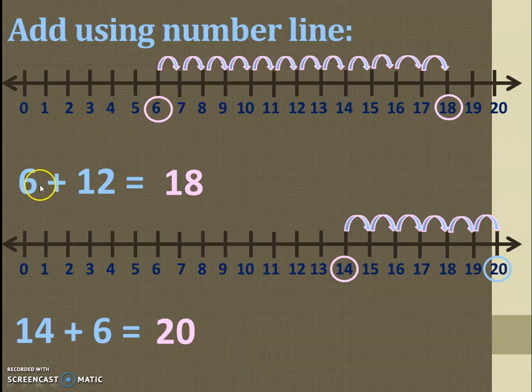So we will start with the number given first. We'll ring that number first and the second number to be skip counted. So here since it is 12, I am skipping 12 numbers and finally the 12th number I am getting, 18, to be my answer. Here I am starting with the first number 14. I am putting a ring on 14 and skip counting 6 numbers. So 1, 2, 3, 4, 5, 6 skip counting. Finally I am getting 20. So 20 is my answer.